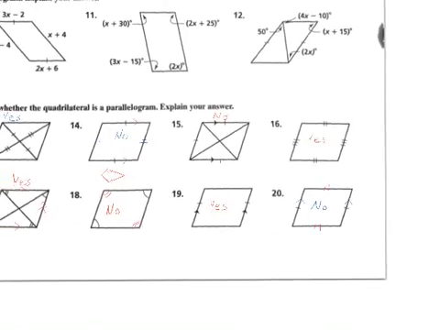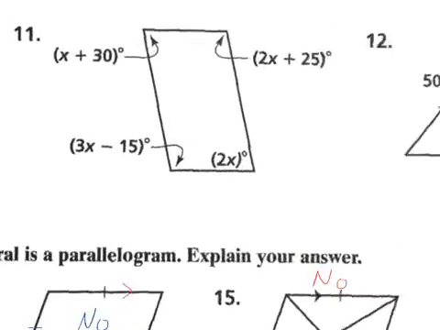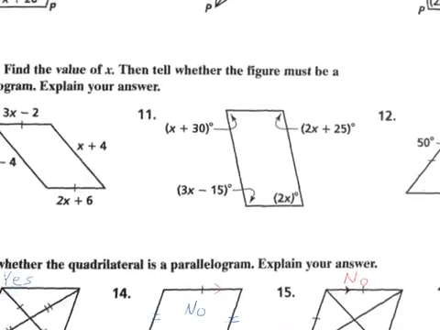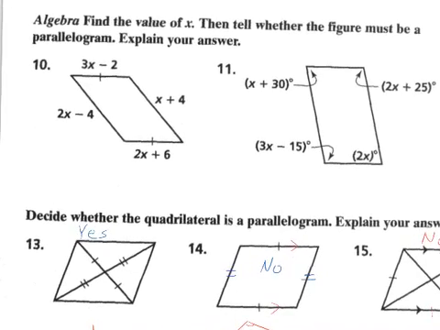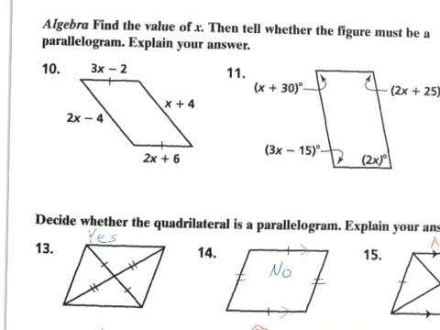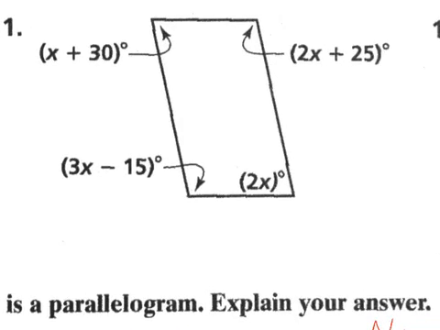Okay? One more thing I want to point out to you. You might see a problem like this, and I'm going to let you see the directions. It says, find the value of x, then tell whether the figure must be a parallelogram. Explain your answer. So they're not telling us that this is a parallelogram, so we cannot use any of the properties of parallelograms to solve this. So what properties can we use? Well, it's not necessarily a parallelogram, but it is definitely a quadrilateral. It has four sides, so all of these four angles should add up to 360.